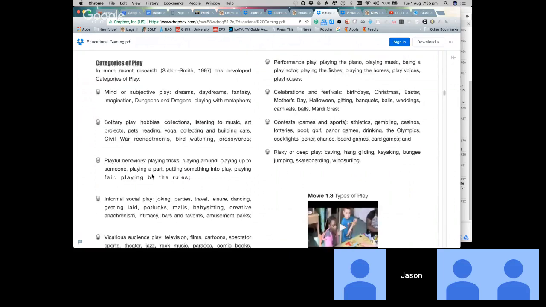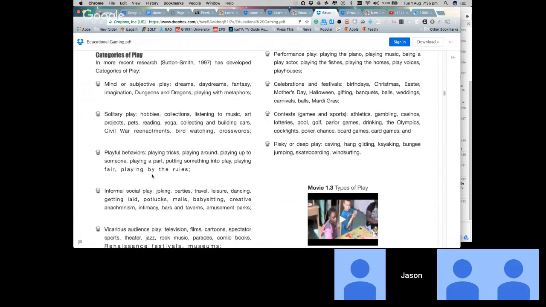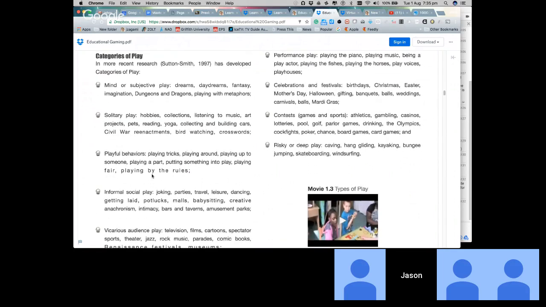And then you've got various researchers who love to categorize things. So we've got different categories of daydreams and fantasy as one type of play. Solitary play, like playing with your pet, or reading, or building cars, or doing crossword puzzles, is another type of play. Having rules and working with other people to do something together is another form of play. Then you've got jokes and being creative. So lots of various aspects of play.